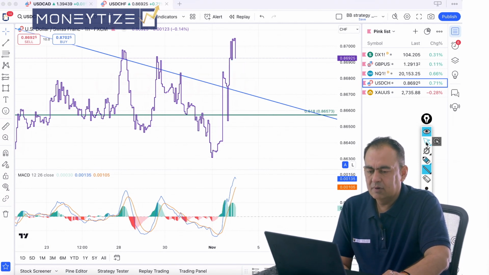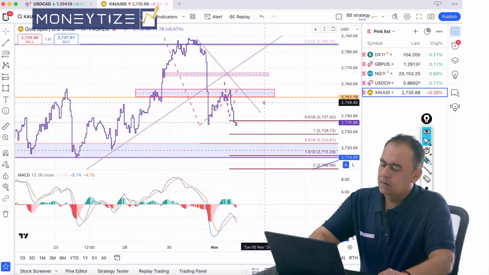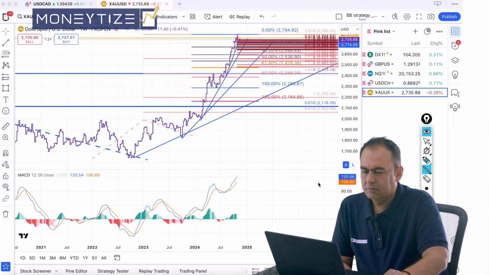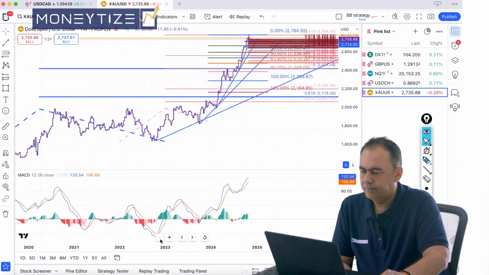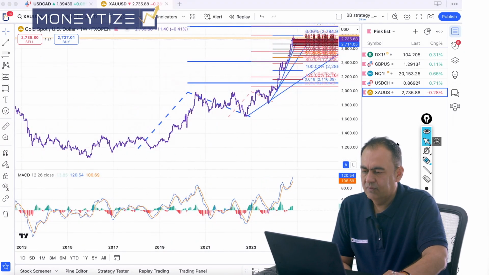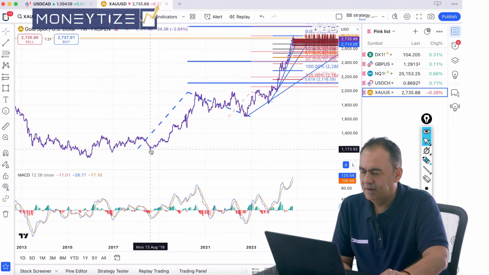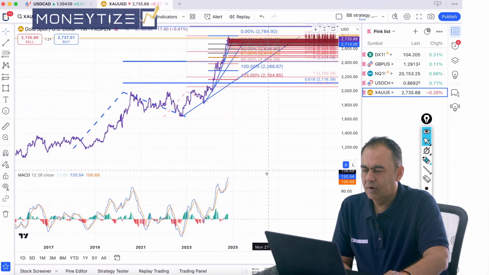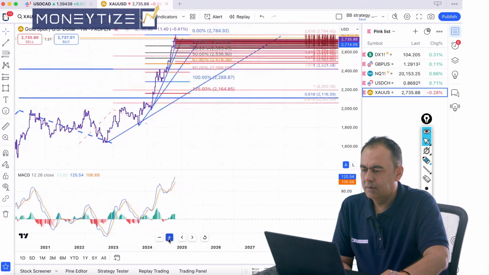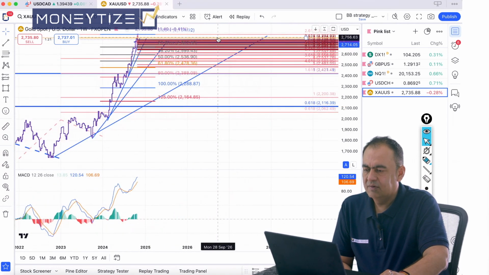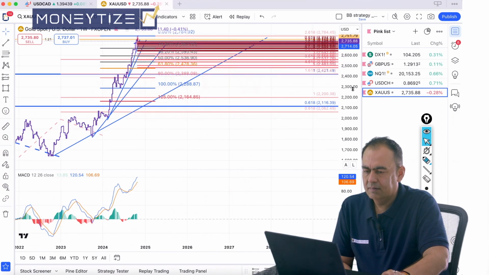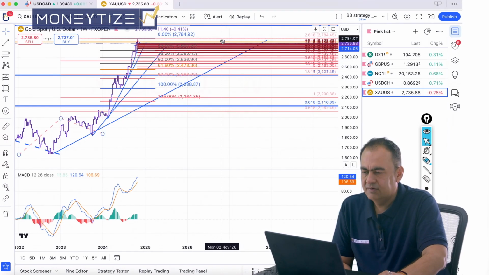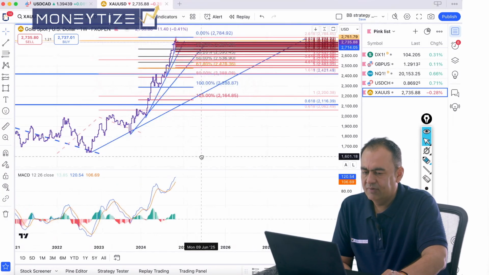And finally, I'm going to talk about gold. Now based on weekly time frame, I've applied multiple fib extensions here. So let's zoom out a bit. So I've taken the first fib extension from 2018 low, then I've taken the next fib extension from 2022 low, and I've got a duplication zone around 2756 to 2784.